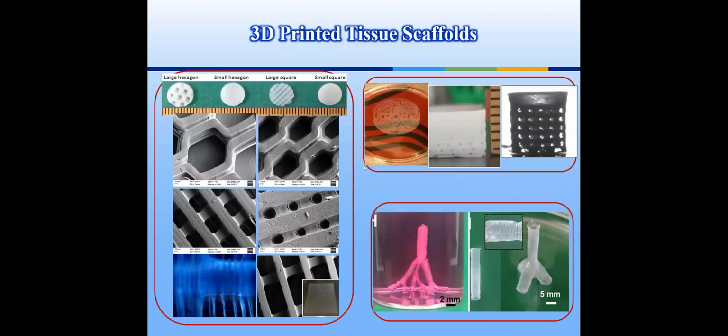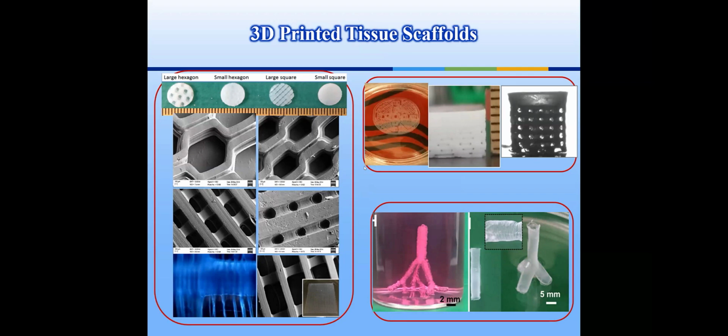For example, the slide here just highlights several printed tissue constructs using different printing mechanisms. Like the picture highlighted here is the stereolithography. And based on the design, we can also print different geometries and different thicknesses. Some are used for vascular network fabrication, like a blood vessel system. Some are for neural and musculoskeletal tissue regeneration.